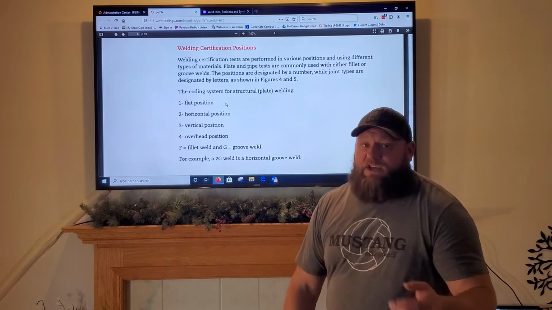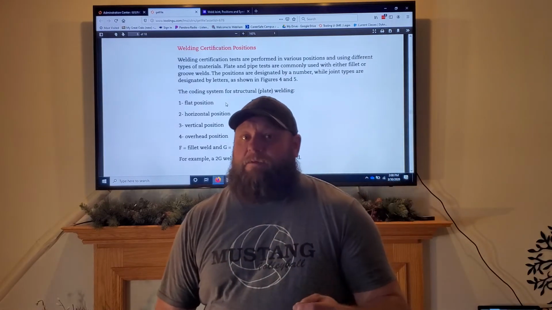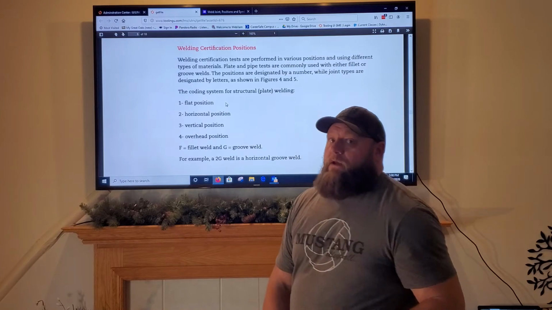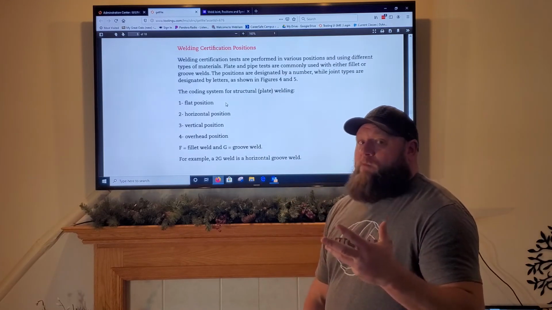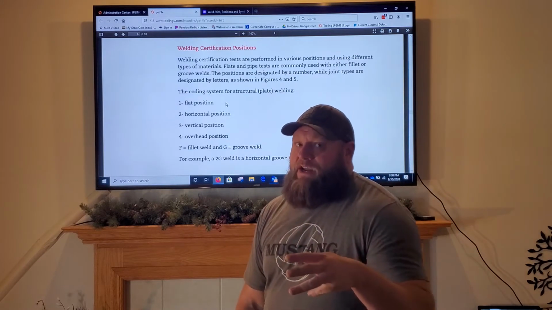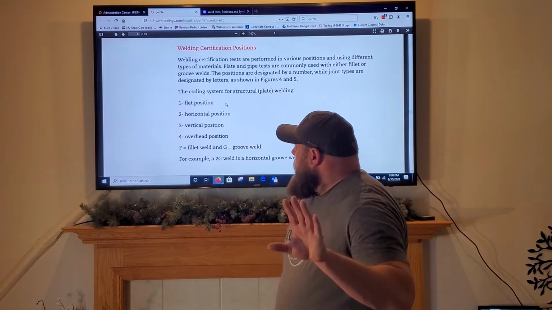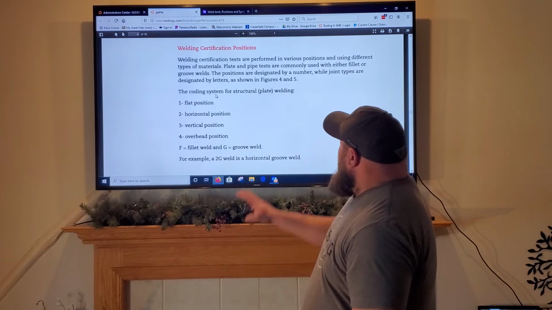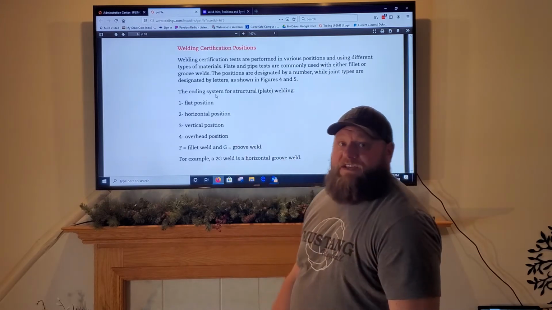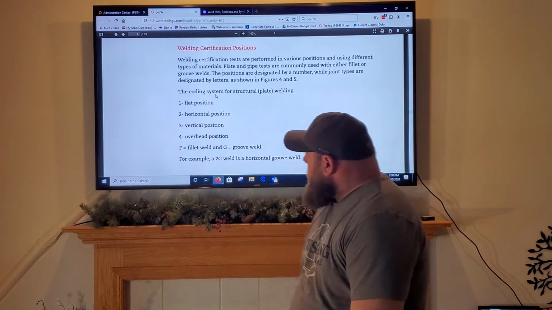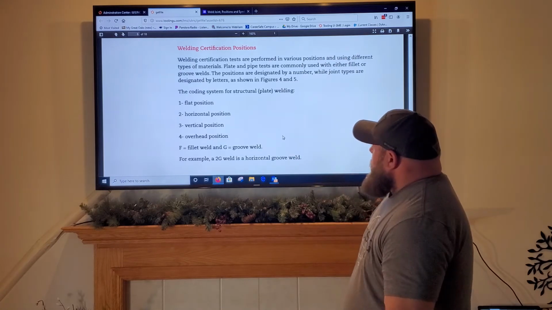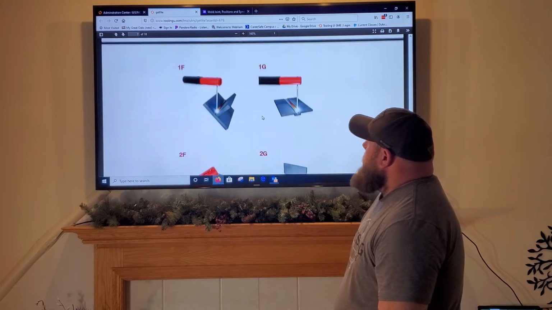So it's saying that the positions are designated by the number. We've already established that 1, 2, 3, 4 with plate. We're going to add 1 and take away 1. We don't have a 3G in pipe. We've got a 5G in its place. We'll get to that here in a second. And then the letters F and G designate the type of weld, fillet or groove. The coating system for structural plate, we already went over that. Let's get into pipe.